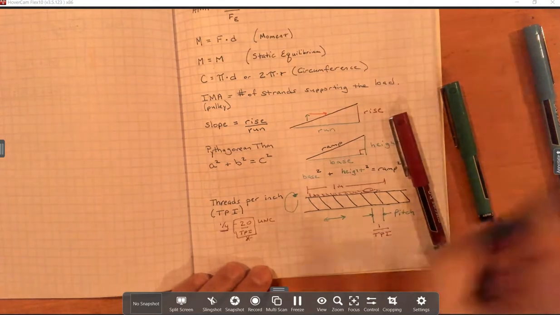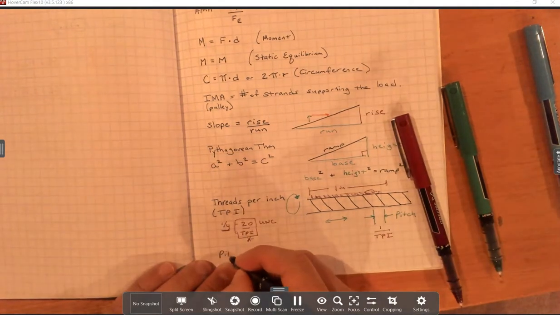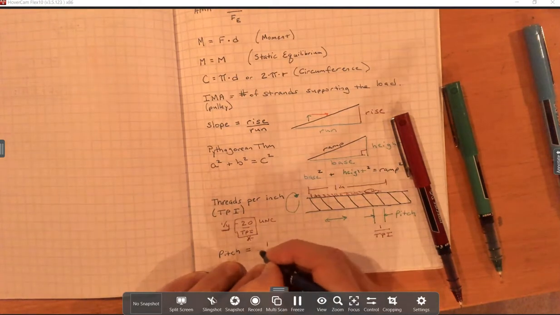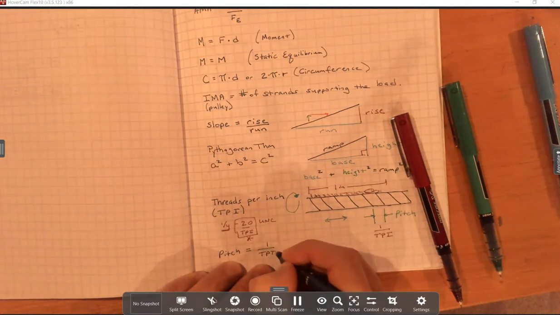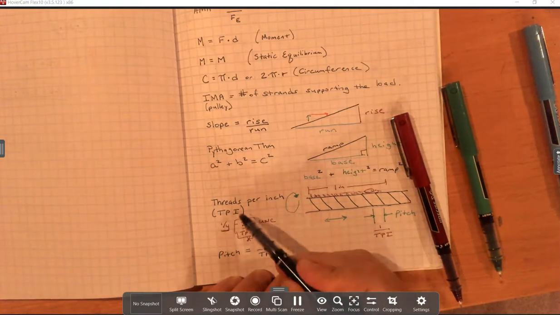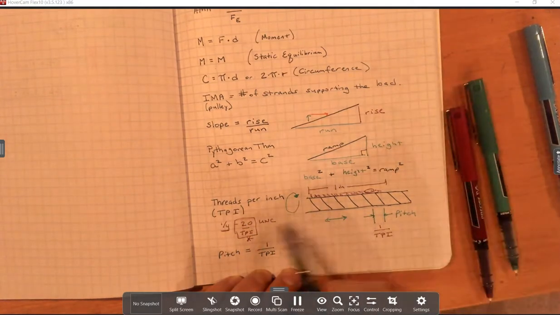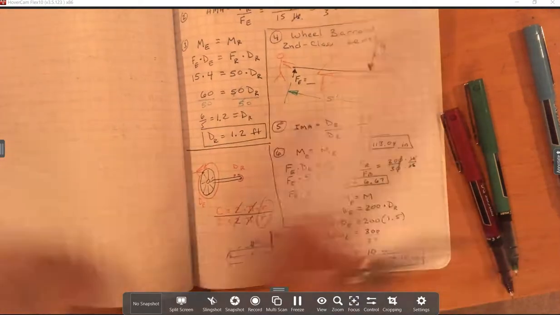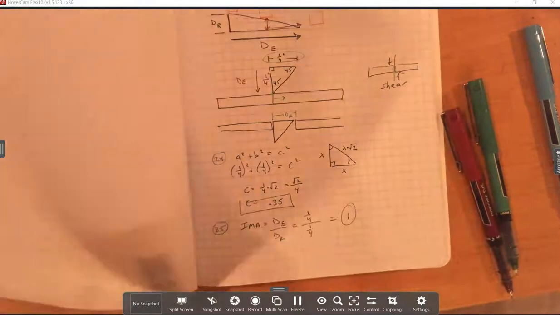So these are a couple formulas or things we need to be aware of. We need to be aware of pitch being equal to 1 divided by TPI, and we need to know that TPI is threads per inch and how to get that. Alright, so let's look at the activity problems.